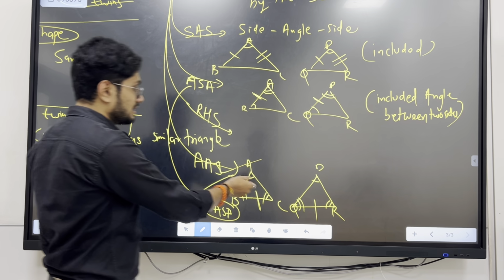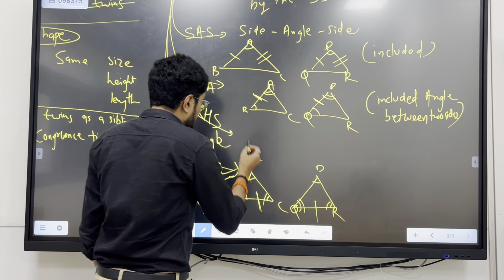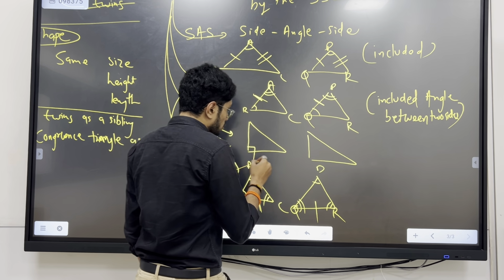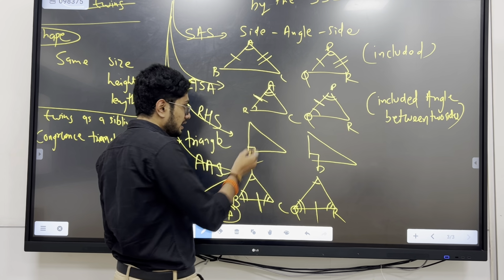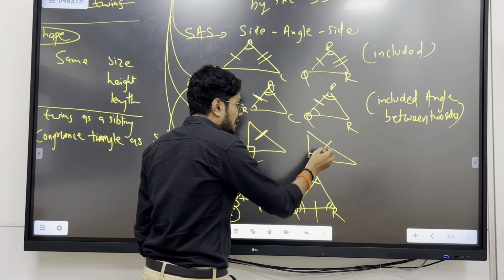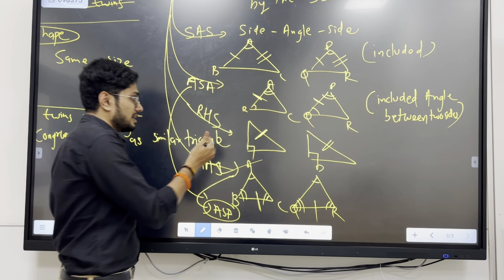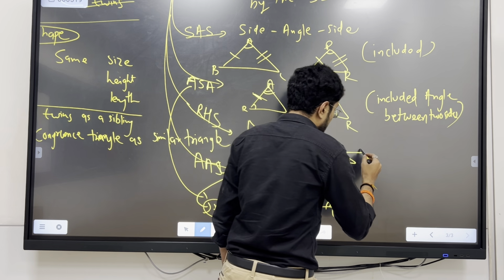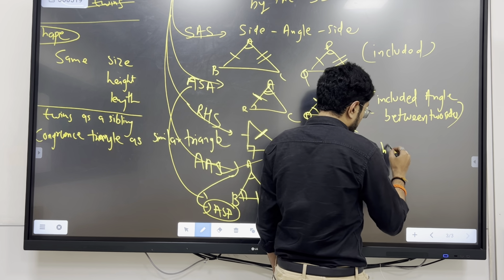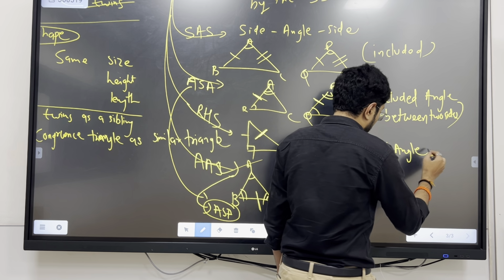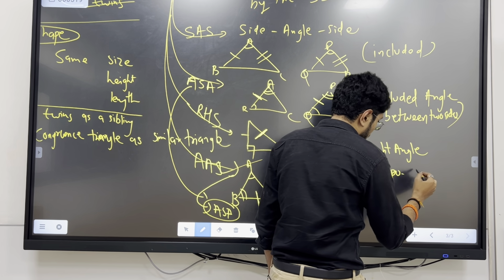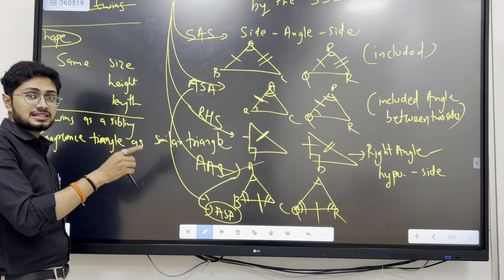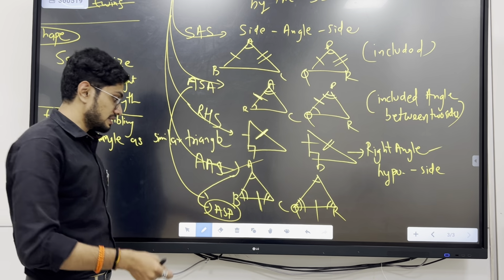So these are the four basic criteria, and this one is the special case in which we need to go through a right angle, then the hypotenuse, and any one side which is equal to the corresponding one, known as right angle, hypotenuse, side. So by RHS we can say that these two triangles are congruent.